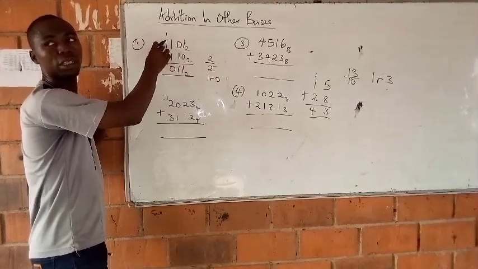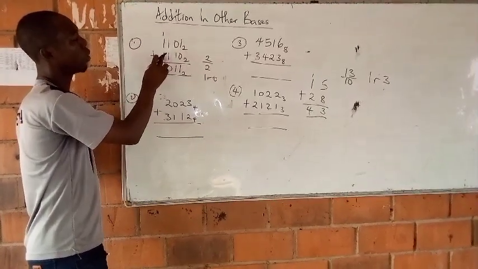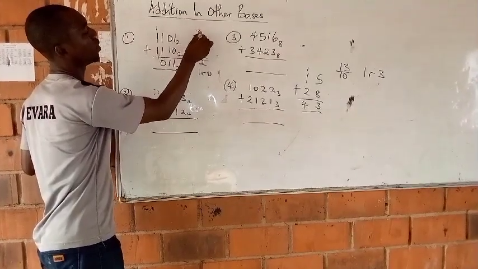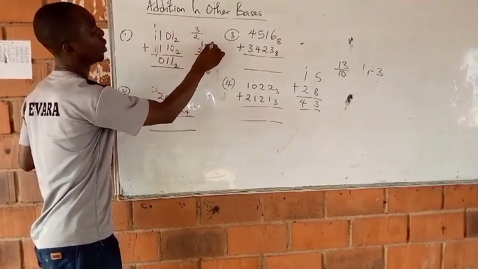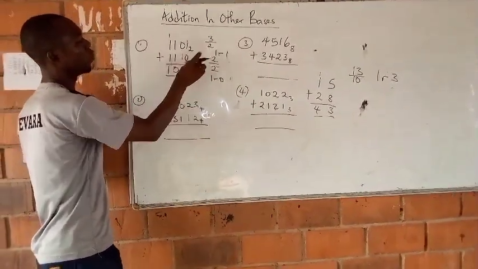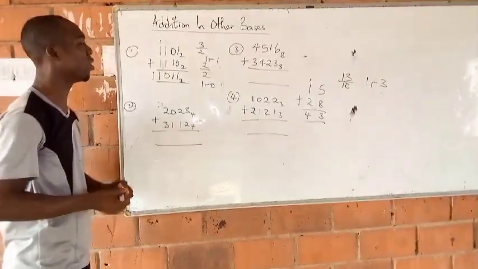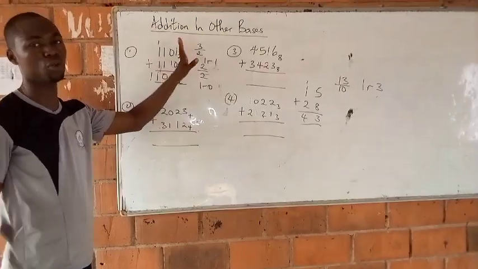1 plus 1, 2. 2 plus 1, 3, which is more than the base. So 3 divided by 2 will give me 1 and the remainder of 1. I'll write this remainder of 1, then this other one, I'll put it here. So that is how we treat numbers in base 2.